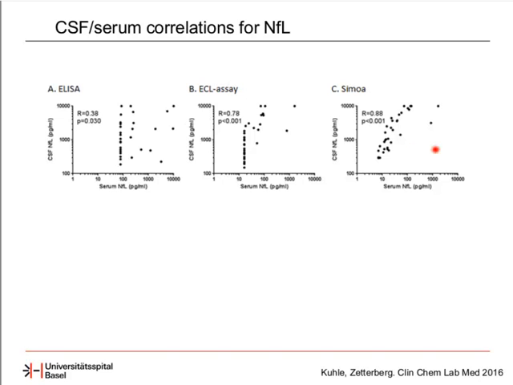And as Henrik already showed, we compared CSF and serum levels with ELISA, ECL assay, and the Simoa methodology. And I think it's clearly visible that for Simoa there's a very nice correlation between CSF and serum. And we do have these sensitivity issues with the ELISA, but also the ECL assay, leading to the inability to quantify significant numbers of samples.